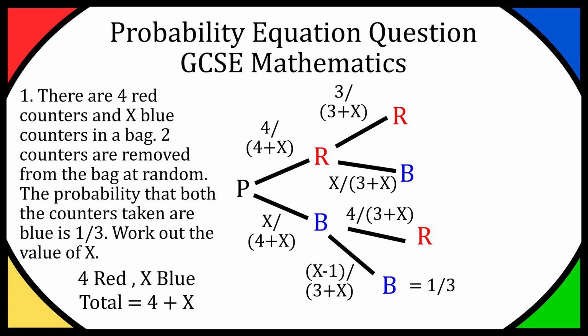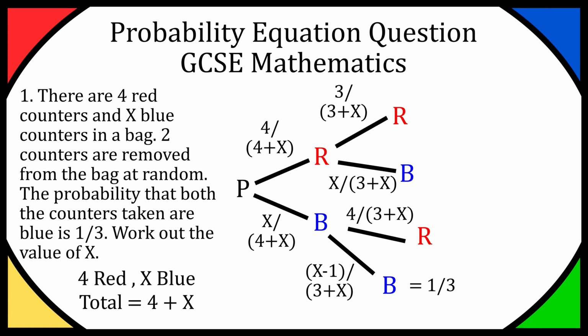So let's go to the bottom line, the blue, because that's the one we're going to be working with for this question, because they tell us that the probability of pulling a blue and then a blue is equal to 1/3. That's why I put the 1/3 in there. So if we follow this probability tree diagram for blue then blue, we're going to get ourselves an equation that we know is equal to 1/3. And from there we can work out the value of X.